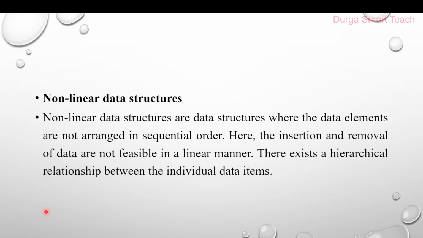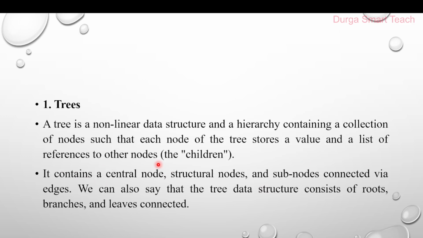The next one is non-linear data structure. In linear data structure, the elements are stored in a sequential format. But here, they are not arranged in sequential order. Here, the insertion and removal of data are not feasible in a linear manner. There exists a hierarchical relationship of the individual data elements. There are two types of non-linear data structures: one is tree and another one is graph.